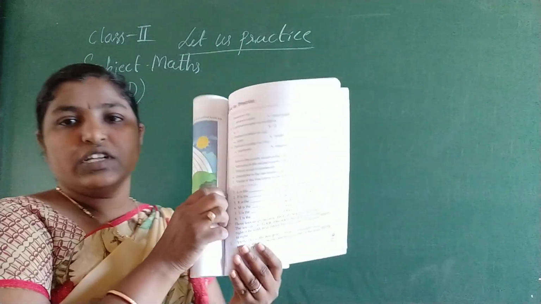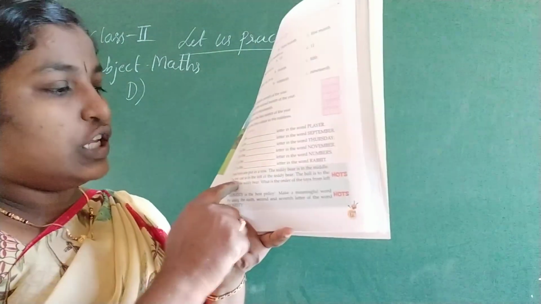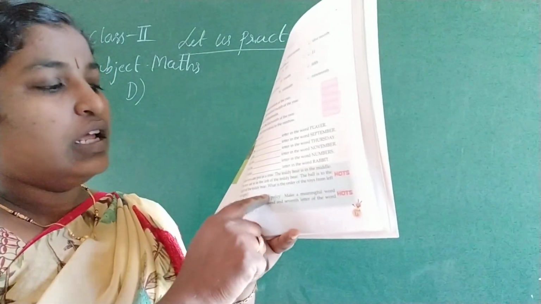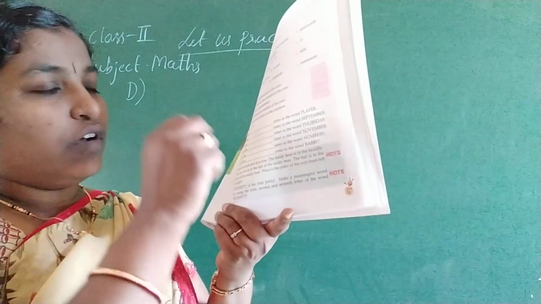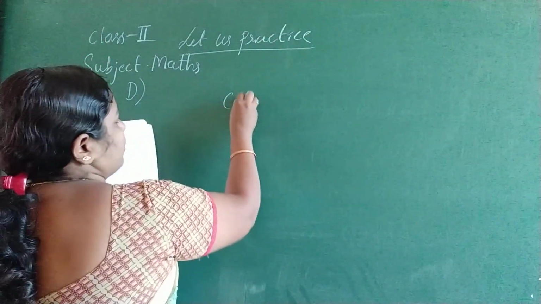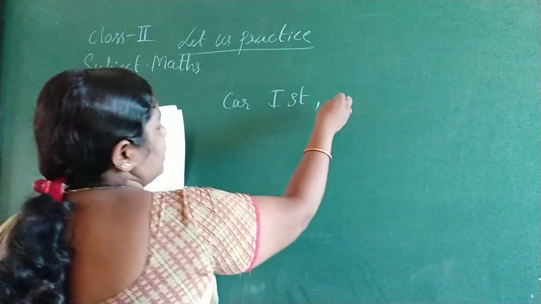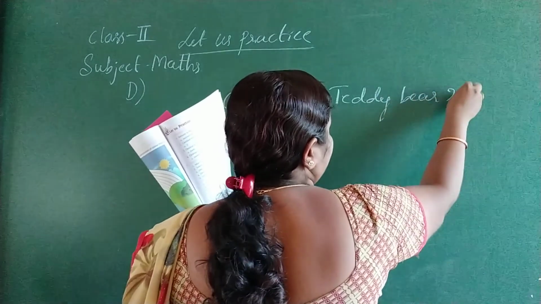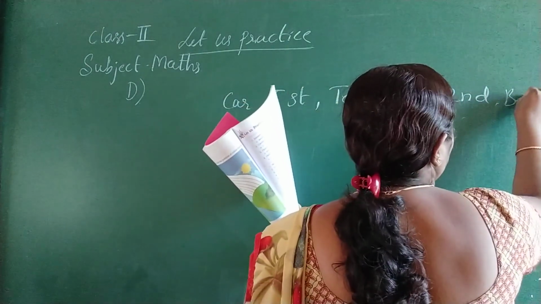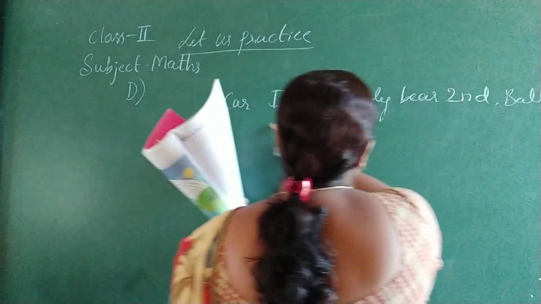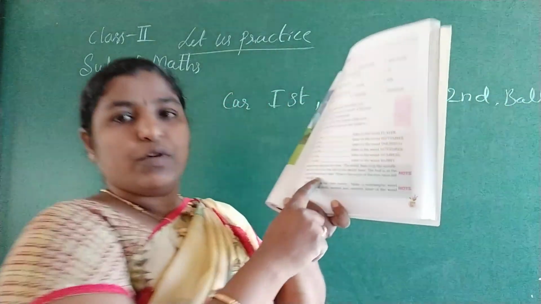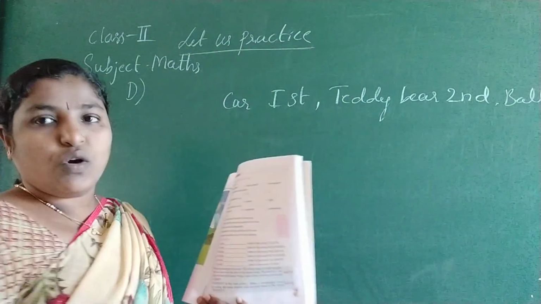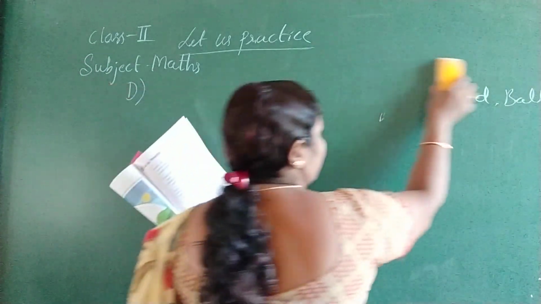Just below this, there is a space. You write down what I wrote on the board. First you write car, then teddy bear. Car first, then teddy bear second, then ball third. This much, one line, you write in this gap. Okay, that much is enough. Here is a gap, so you write this answer. Okay, and then we will go for E.